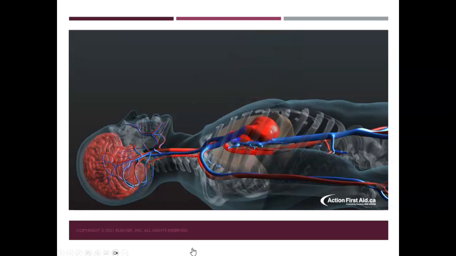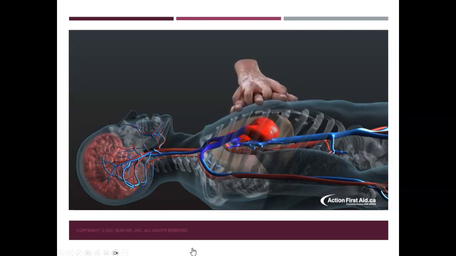Let's see what happens when we take our hands off the chest. Blood stops moving to the brain. It is for this reason that if you are taking your hands off the chest to deliver breaths or switching roles, it is critical to minimize time off the chest. Watch what happens when we don't push deep enough. Blood does not reach the brain. The same is true if we do not push fast enough.